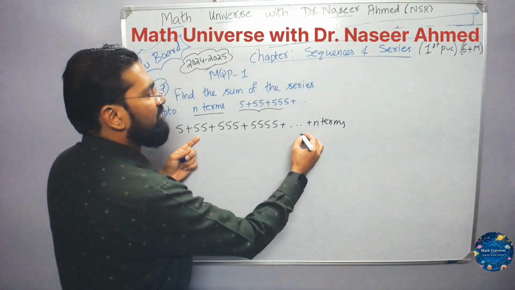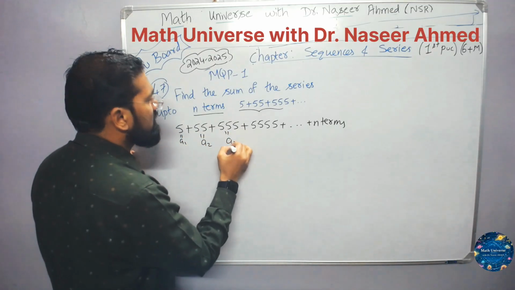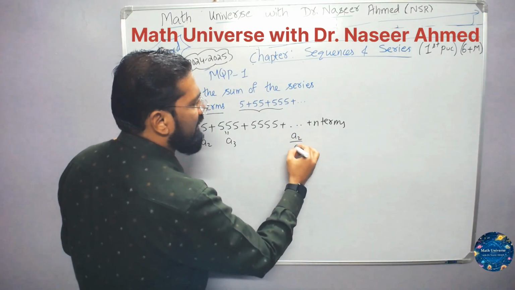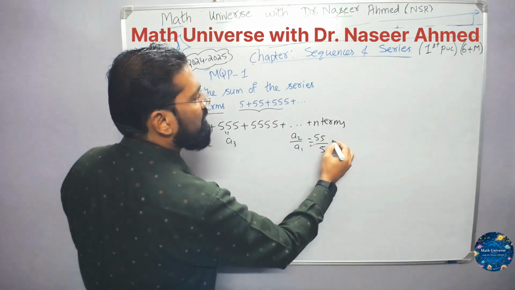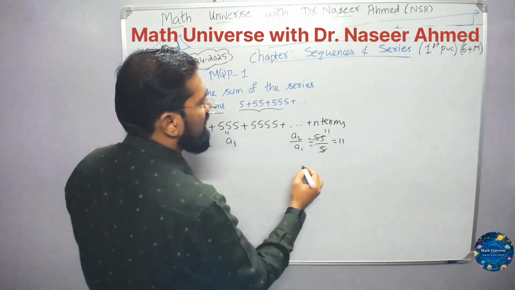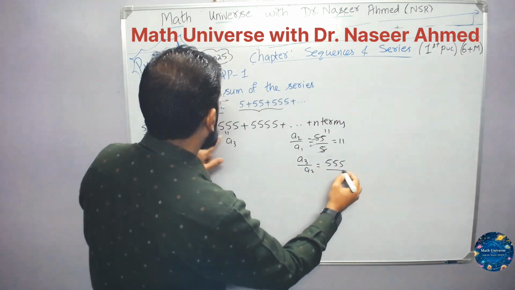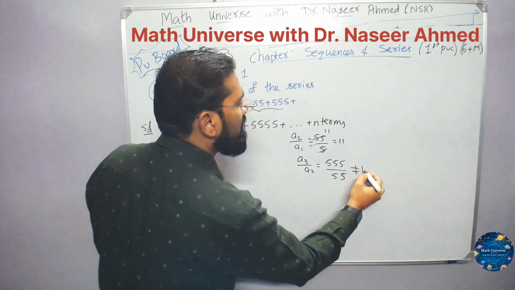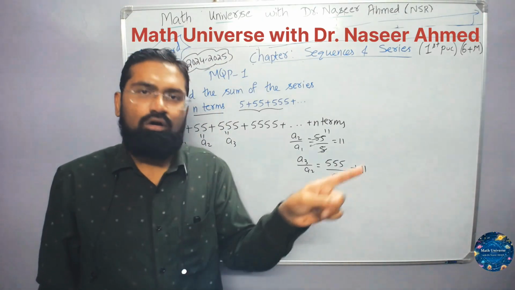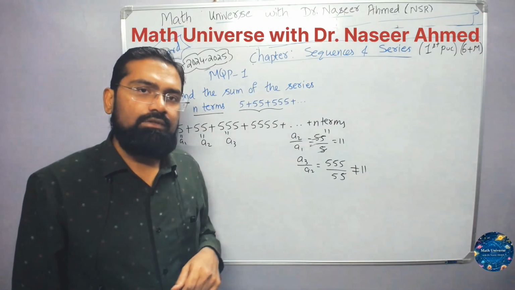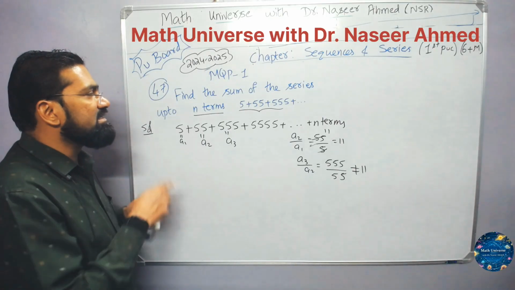Check this. 55. As you know, this is our first term, second term, third term, fourth term, and it moves on. Find the ratio of second and first. 55 divided by 5 will be 11. But A3 by A2, when you do 555 divided by 55, check it out. This will not be equal to 11. You will be saying, sir, 10 point something you are getting, so it is approximately equal to 11. No, we want exactly equal. We never said approximately equal. Therefore, it is very clear that the given series is not in GP.